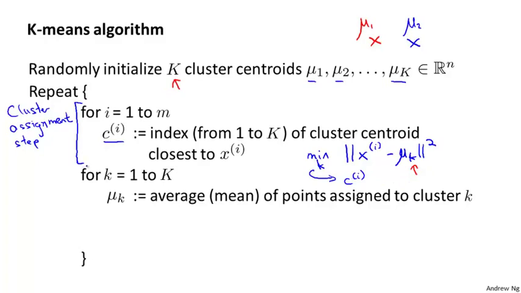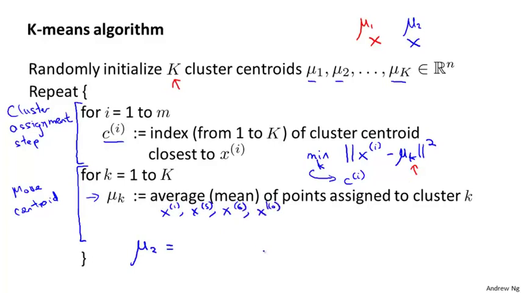The other inner loop of k-means does the move centroid step, and what that does is, for each of my cluster centroids, so for lowercase k equals 1 through K, it sets mu k equal to the average of the points assigned to that cluster. As a concrete example, let's say that one of my cluster centroids, let's say cluster centroid 2, has training examples 1, 5, 6, and 10 assigned to it.